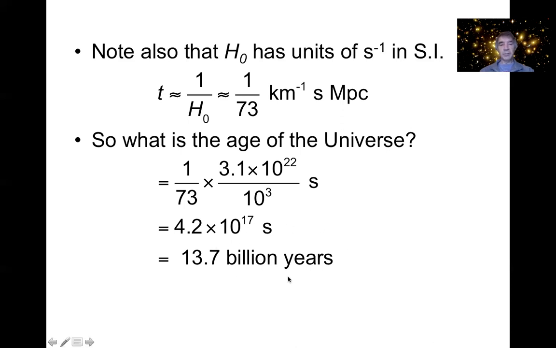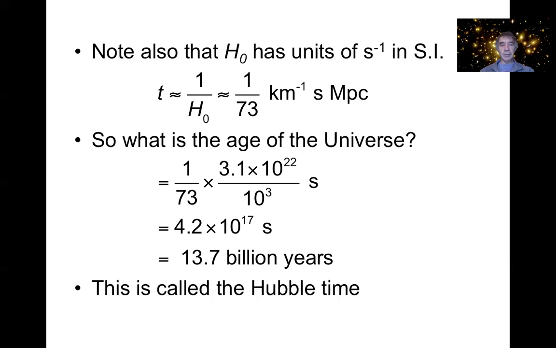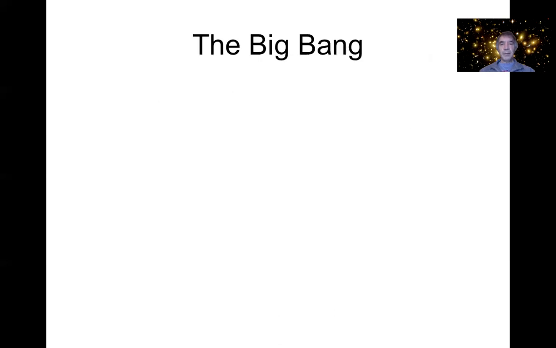And this is pretty close to what the latest cosmological theories would have you believe for the age of the universe. Okay. And so this time, 1 over H naught, is referred to as the Hubble time, and is, to first order, a good estimate of the total age of the universe since it started expanding. So, which takes us to what happened at the beginning.